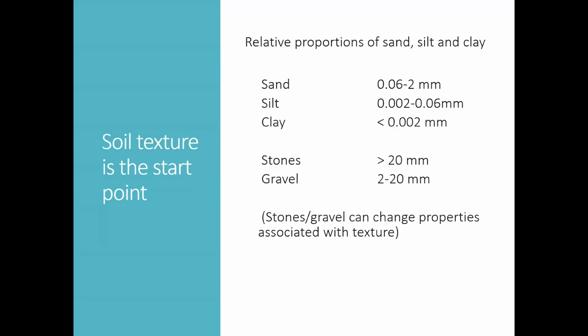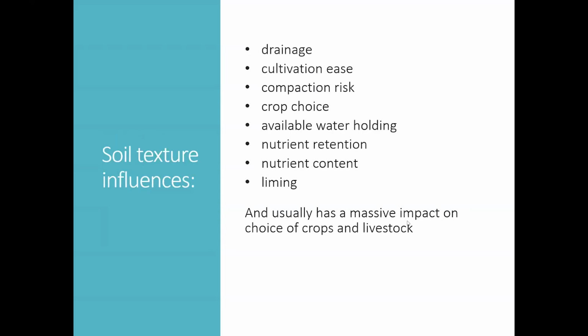Stones and gravel can also change the properties associated with particular textures. So soil texture influences how easily a soil drains, how easily the soil cultivates, its tendency to compact, and also influences what you might grow. So light sandy soils are great for carrots, and maybe deeper, more fertile soils are better for other crops. So it depends on the crop, really.